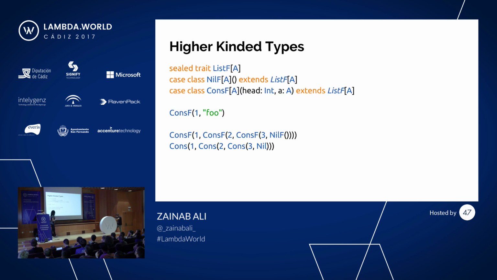But the first thing I'm going to do is not in fact do that. I'm going to do something which is slightly tricky. I'm going to take my list and I'm going to make it higher-kinded. I'm pulling the recursive part out. Over here is where I used to reference my tail. I'm pulling that out and putting it as a type parameter.